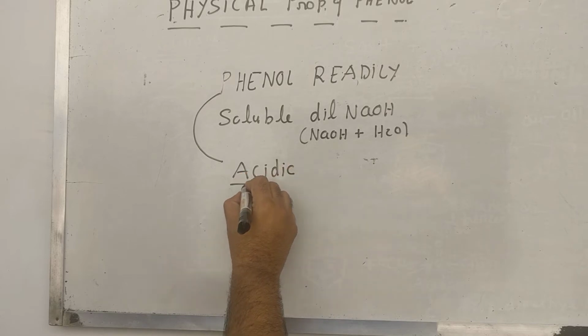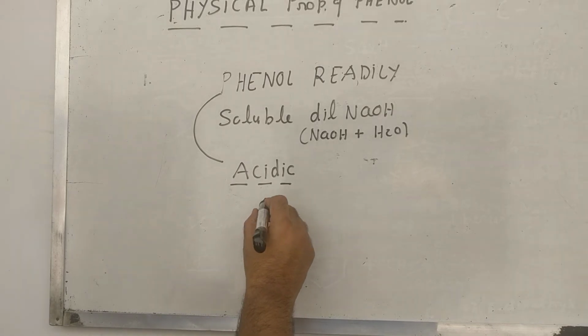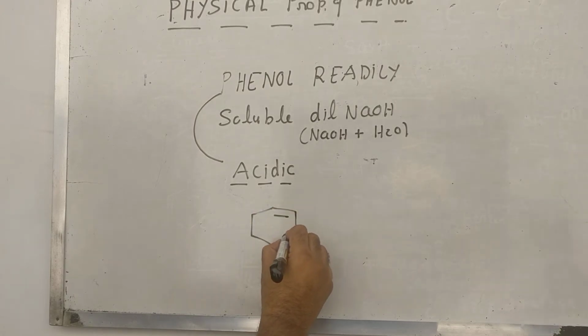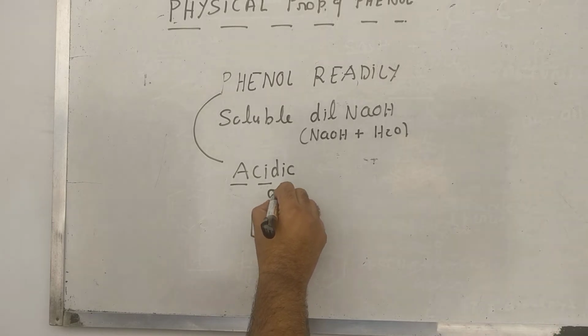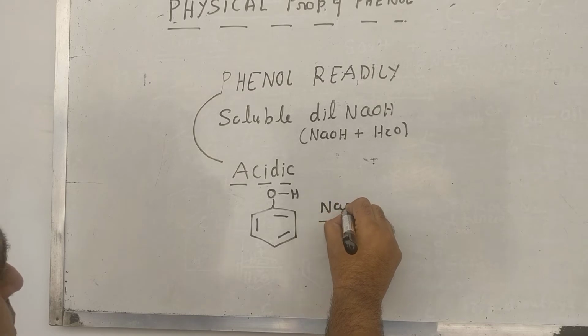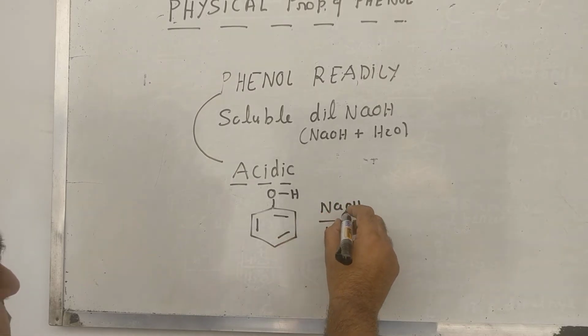It is much more acidic as compared to alcohol. If you remember, alcohol does not turn blue litmus red, but phenol dilute solution does turn blue litmus red. It's more acidic than alcohol. We'll prove it later on also. So when you put phenol in dilute NaOH, that is, you put in NaOH and water, phenol being an acidic compound, it reacts with the base NaOH.